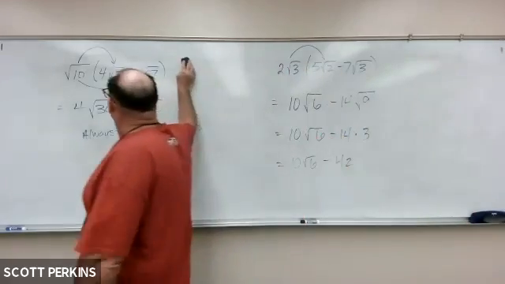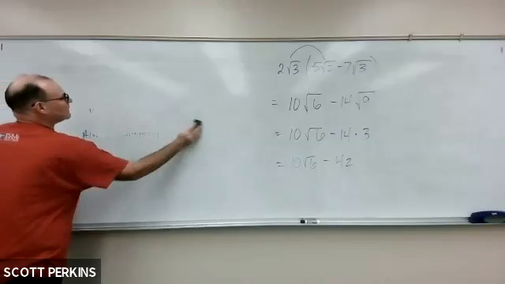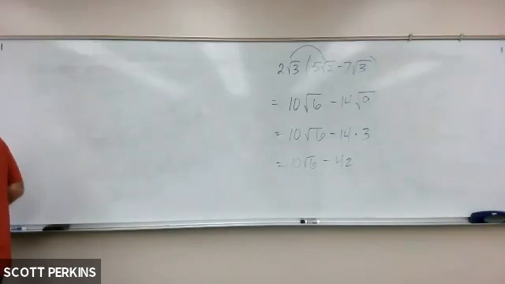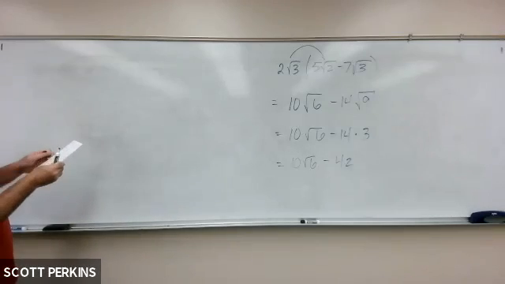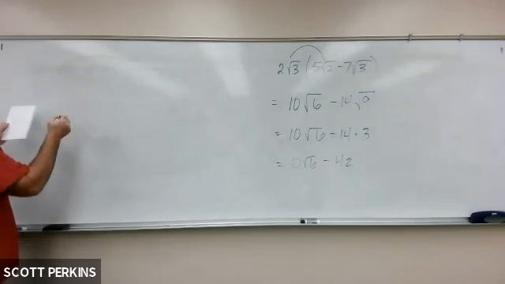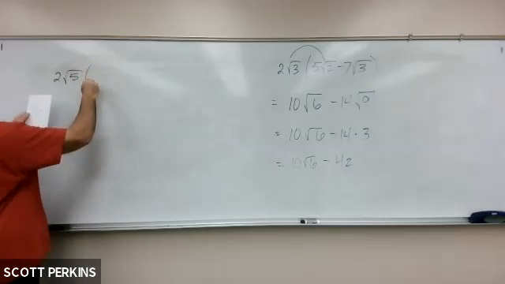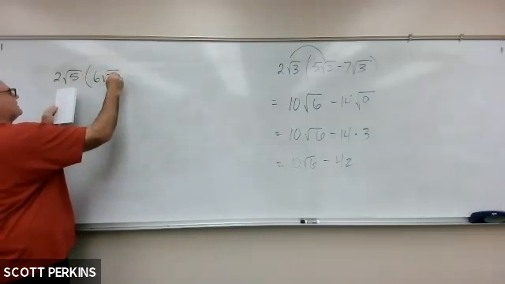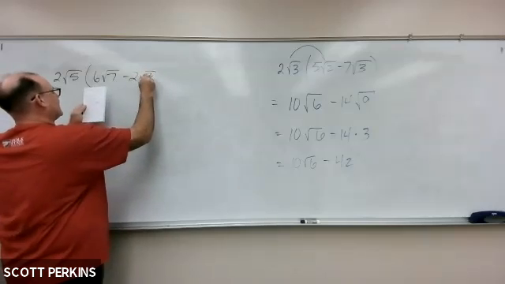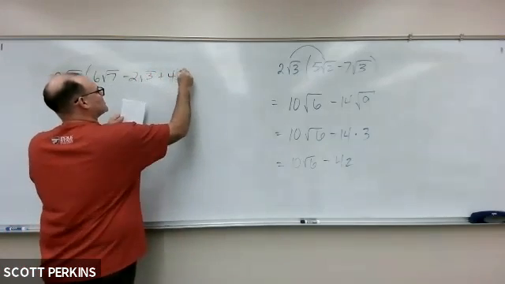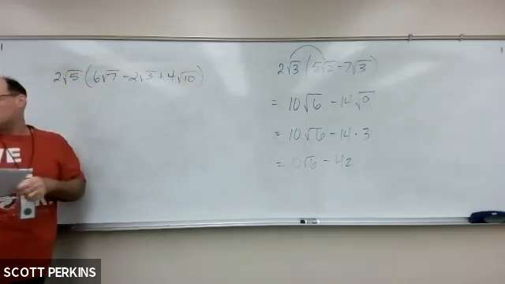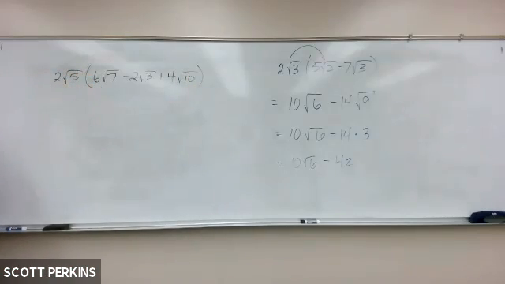Here's another one, so you can practice doing that again. Once again, in this problem that I give you, one of the radicals will simplify in this one as well. So I've got 2 square root of 5, 6 square root of 7, minus 2 square root of 3, plus 4 square root of 10. So multiply, and then one of the terms will simplify.